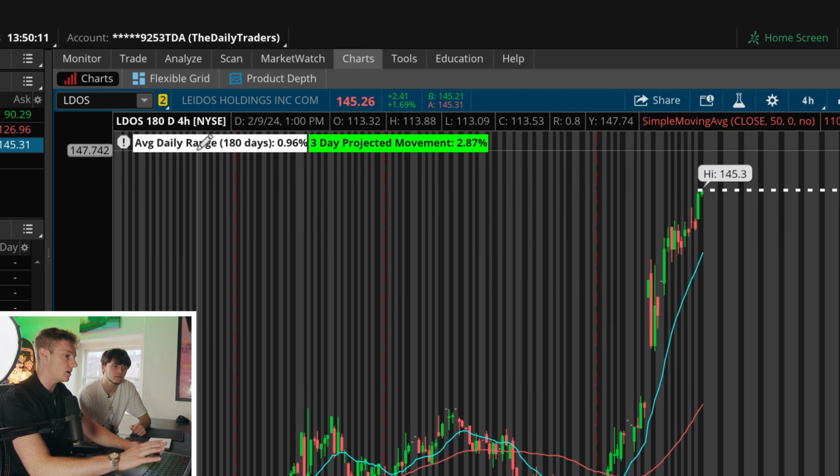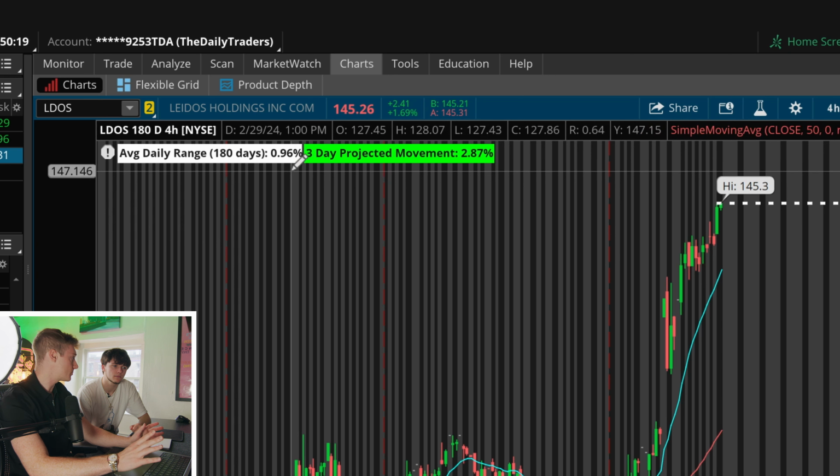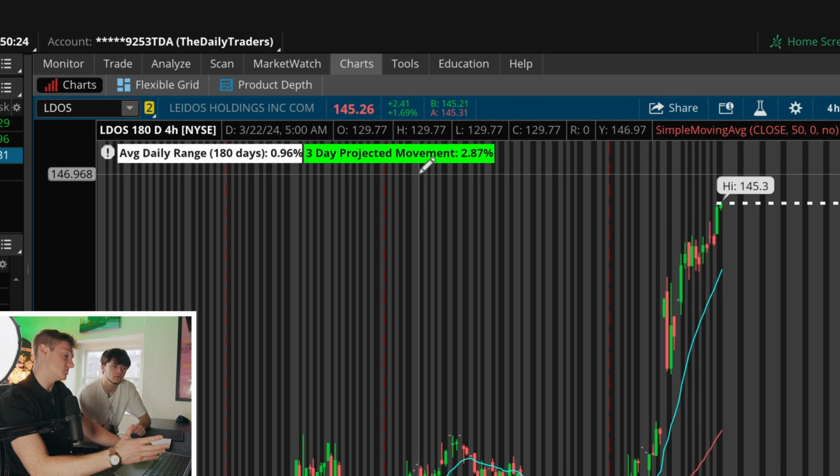So we can see over the last 180 days, on average per day, LDOS from its daily high and daily low moves about 1%. And over the next 3 days, it is projected to move 2.87%. And that's not up, that's not down, could be either. That's just taking into account, like I said, the daily high, daily low on the 4 hour.